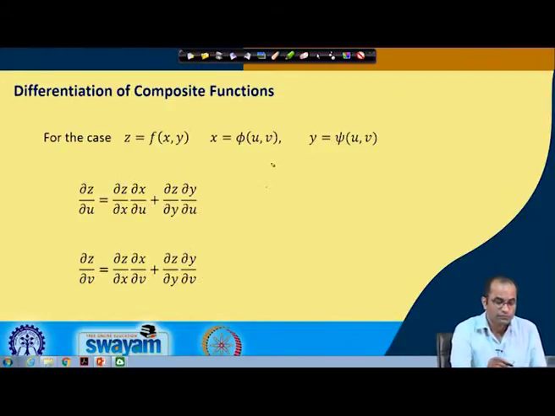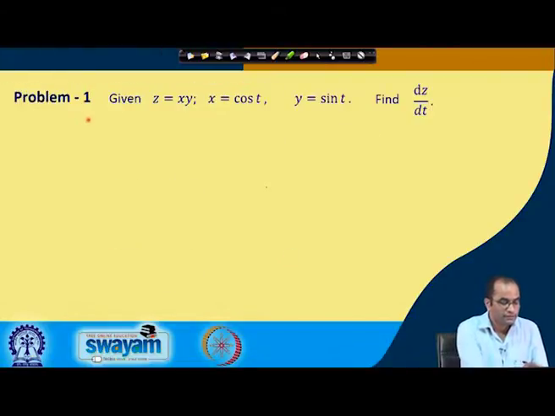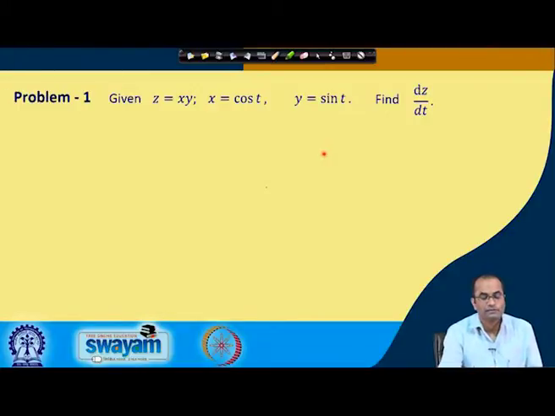Well, moving on, let us solve some problems based on this. For example, we have the function z is equal to x y. x is a function of t, defined as x is equal to cos t, and y is also a function of t, denoted by y is equal to sin t. And then we want to find dz over dt.